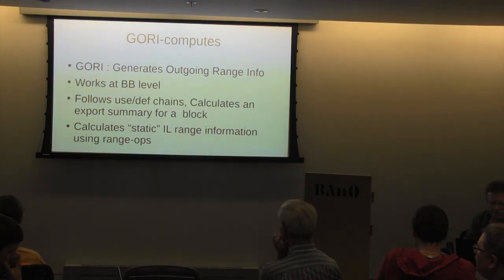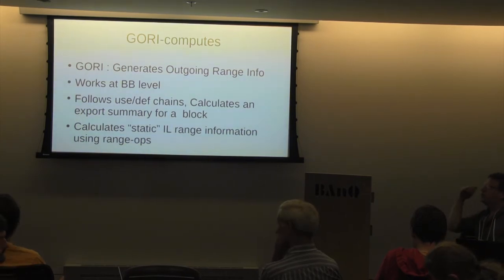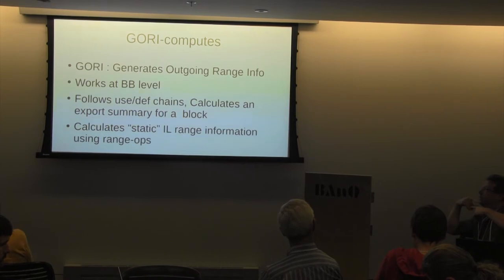This is sort of what I mentioned before. This is the part that generates ranges within the basic block. Whenever you ask for a range out of a basic block, it does a very quick check of the use-def chain from the bottom back, looking at the instructions, and figures out which SSA names it can generate a range for, and then will actually calculate the range.